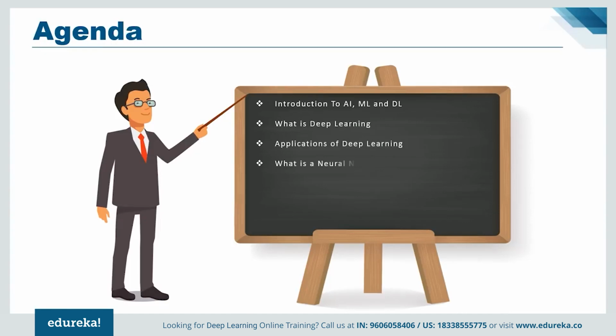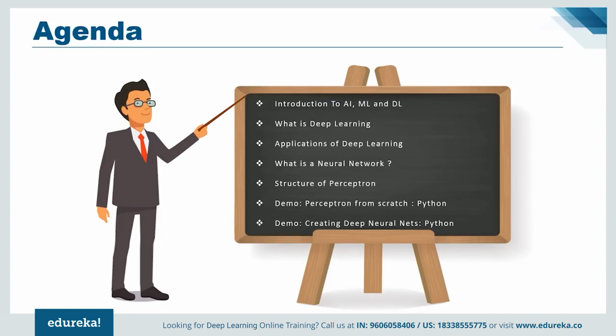Now, moving forward, we'll learn what exactly is a neural network and understand the structure of a perceptron and see how a neural network behaves. And towards the end, we'll create our own perceptron from scratch using Python. And I'll finish off this video by creating a neural network in Python to show you guys how exactly deep learning works.